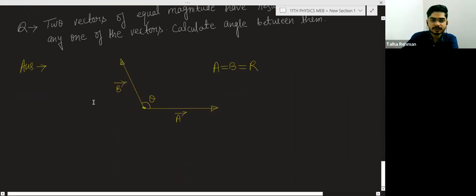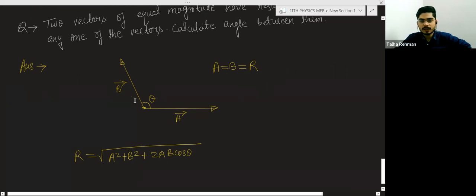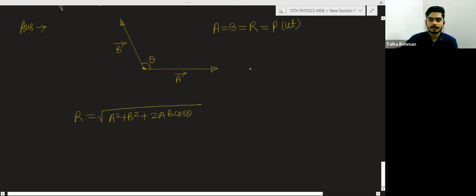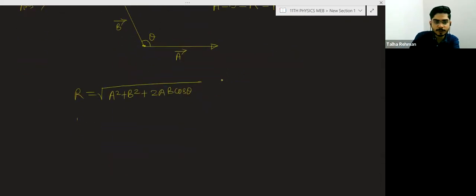The formula for the resultant of two vectors: R is equal to root of A square plus B square plus 2 into AB into cos of theta. This theta we have to find. So now what you should do is consider A equal to B equal to R. Three of the magnitudes are equal, so you can take this as P. P is the magnitude of A vector, P is the magnitude of B vector, and P is the magnitude of R vector. You can suppose X also. Okay, no problem.